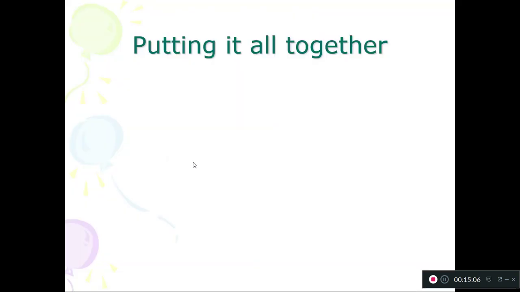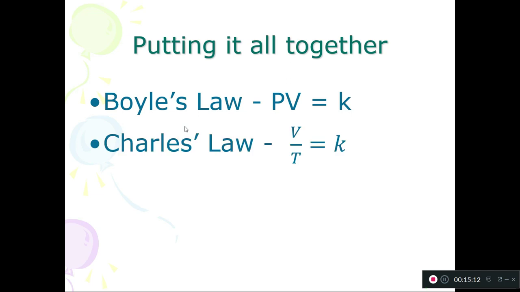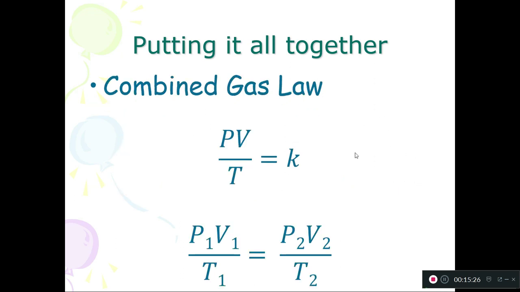So how do we put this all together? Well, we have three laws. We have Boyle's law, pressure times volume is a constant. We have Charles's law, volume over temperature is a constant. And we have Gay-Lussac's law, pressure over temperature is a constant. Notice the pressure and the volume are always in the numerator and the temperature is in the denominator. So if we put it all together, we get what's called the combined gas law. Pressure times volume over temperature is a constant.